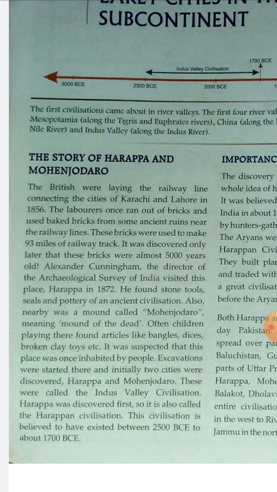Alexander Cunningham, the director of the Archaeological Survey of India, visited this place, Harappa, in 1872. He found stone tools, seals, and pottery of an ancient civilization. Also nearby was a mound called Mohenjo-daro. A mound is just like a hill. They found many skeletons and dead bodies there.